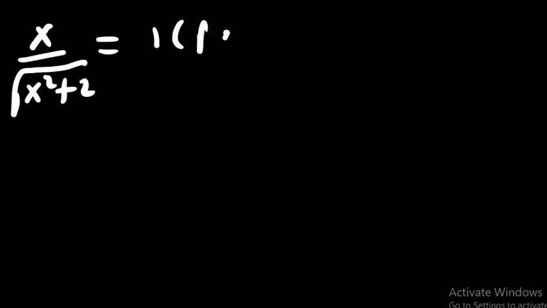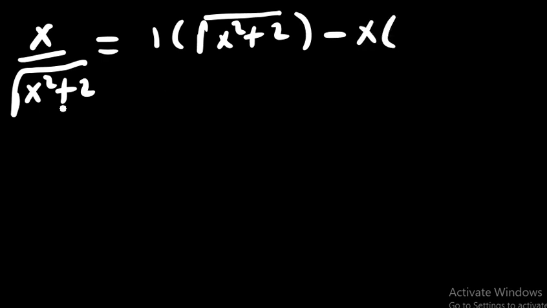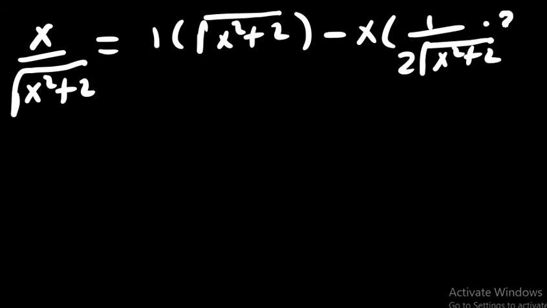x over the radical of x square plus 2. When you differentiate this one, it is the derivative of the upper part, that is 1, times the lower one as it is, x square plus 2, minus the upper as it is times the derivative of the lower. What's the derivative of this? It's going to be 1 over 2 times the square root of x square plus 2, again times, by the chain rule, the inner derivative, which is 2x.